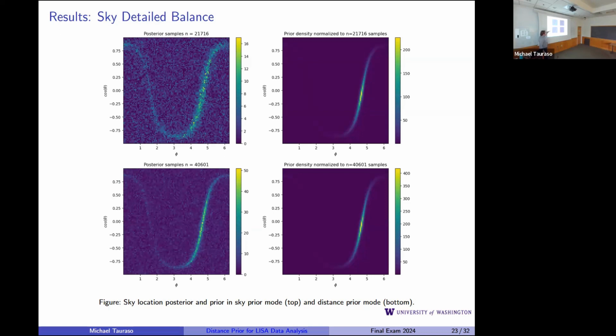This is the same thing, except in distance prior mode with all the modifications I was just talking through active. And you can see we're still seeing something that looks very much like a galaxy. The smearing is a little bit less, and that's because, as you'll see in the next couple slides, there is some smearing across the distance coordinate that I think is not really represented when we don't have the distance active.